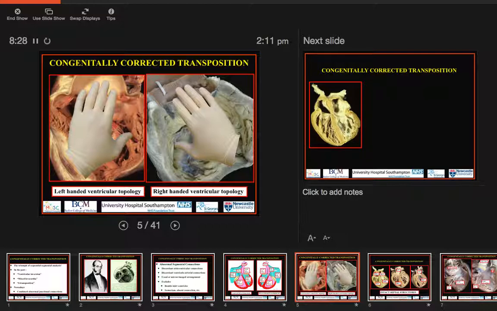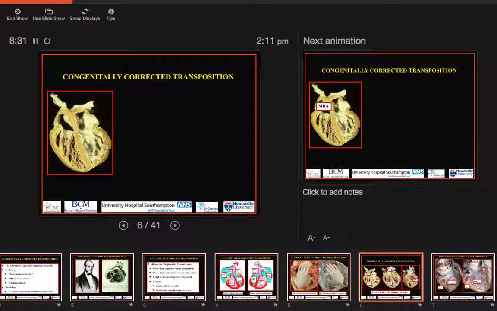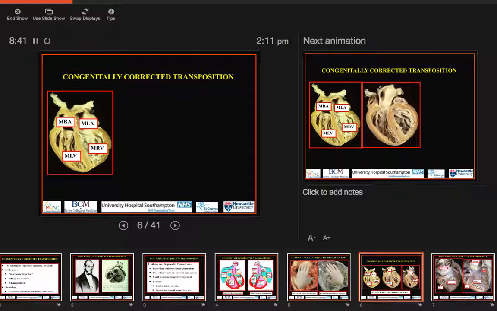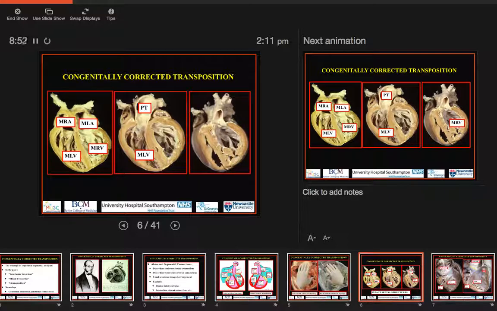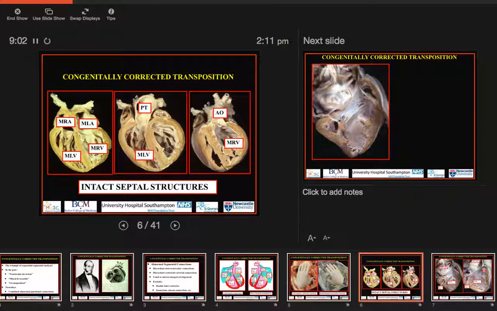But in most instances there is usual atrial arrangement, and then when we take 4-chamber cuts, posteriorly we can show the right atrium connecting to the left ventricle, the left atrium to the right ventricle. A cut through the middle of the heart shows the left ventricle opening into the pulmonary trunk, and the most anterior cut shows the morphologically right ventricle emptying into the aorta. And this is the heart from a patient with intact septal structures.